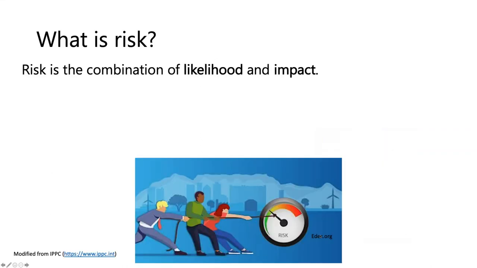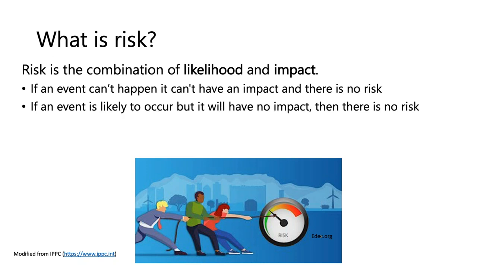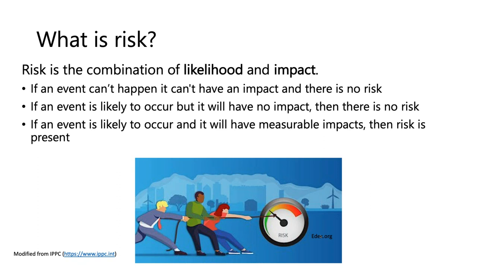All right. So before we get into the nuts and bolts of this talk, I really just like to take a moment and define risk. Risk is the combination of likelihood and impact. So if an event can't happen and it can't have an impact, there is no risk. If an event is likely to occur but it will have no impact, then there is no risk. If an event is likely to occur and it will have measurable impacts, then the risk is present.